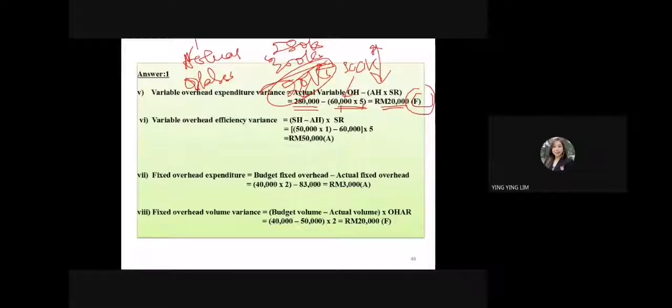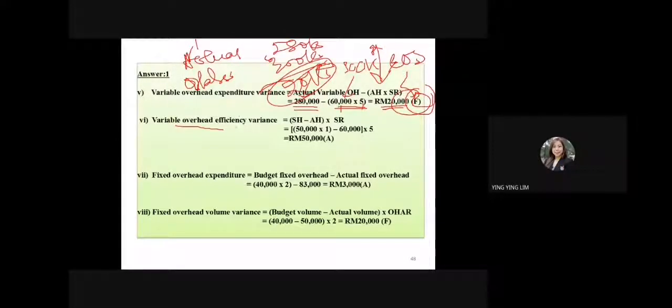Another point you want to look from is under or over absorbed. So meaning to say, your actual overhead incurred is 280K, right? So your overhead absorbed, this portion, is 300K. So do you under or over absorb? You definitely over absorb 20K. So when you over absorb 20K, what should you do? Over absorb means you over calculate your expenses, right? So now you need to reduce back your expenses. If you reduce back your expenses, it's definitely good. So it's favorable. So two points of view you can look at.